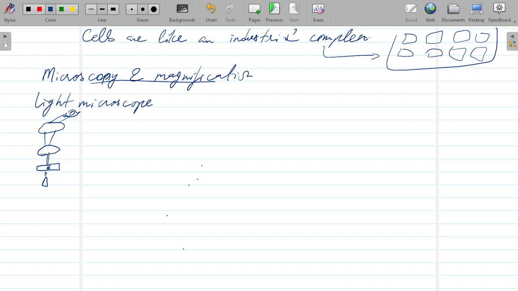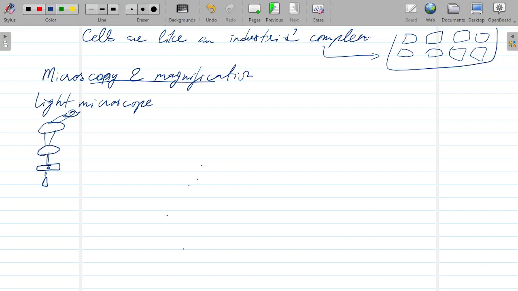And so light microscopes can achieve a decent magnification. You can magnify something up to 400 times.